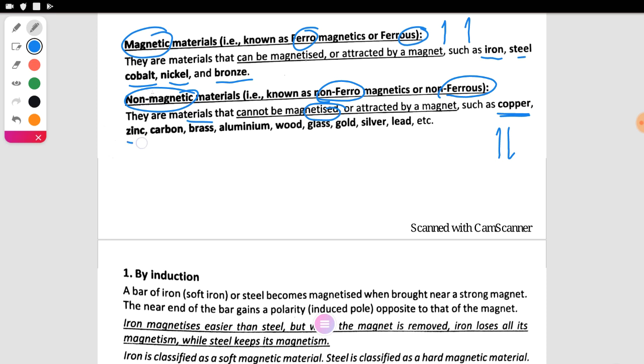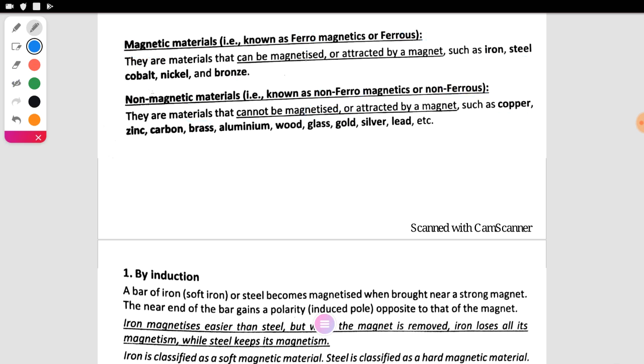Like zinc, carbon, brass, aluminum, wood, glass, gold, silver, lead, any other substance is non-magnetic or non-ferromagnetic material, non-ferrous, while the magnetic materials are only iron, steel, cobalt, nickel, bronze. Any substance except these materials is called non-magnetic material.